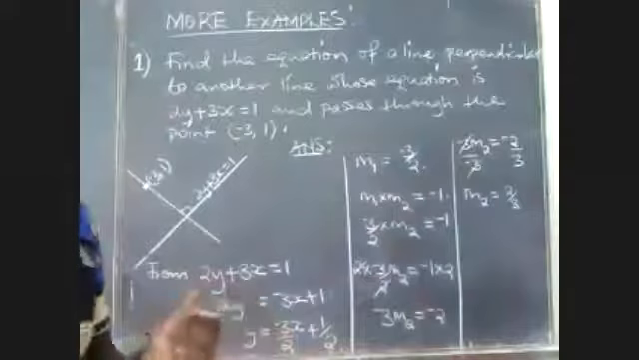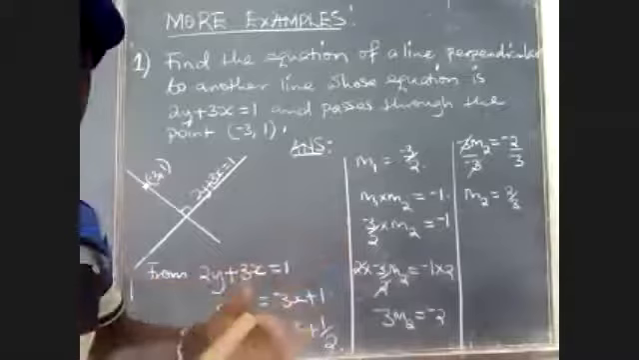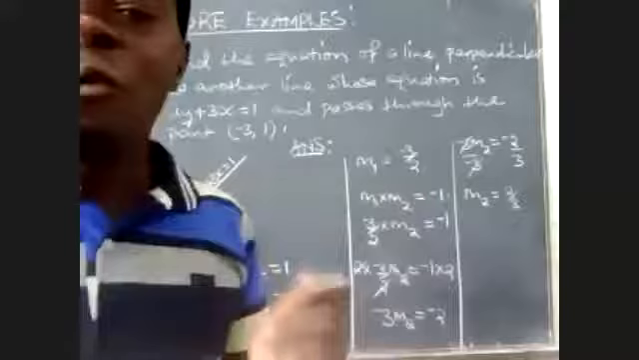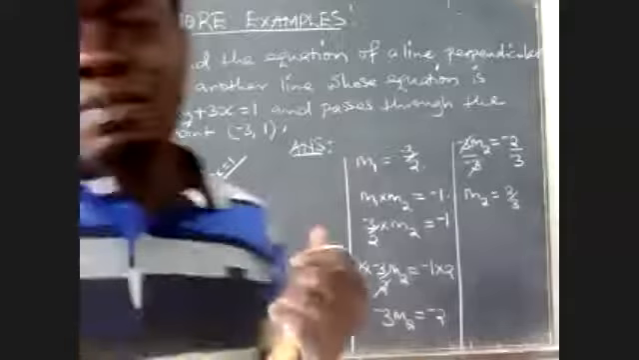Okay. So people, we have got the gradient of the second line. Given the gradient and a point on the line, everyone at this point at least can get the equation of the line.